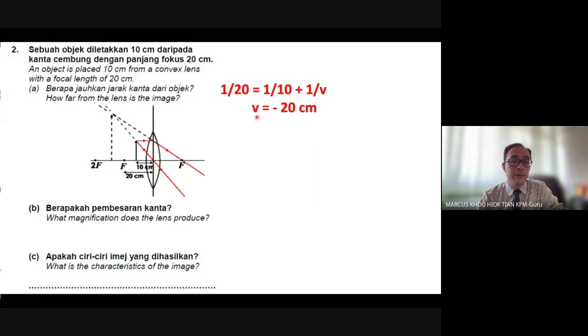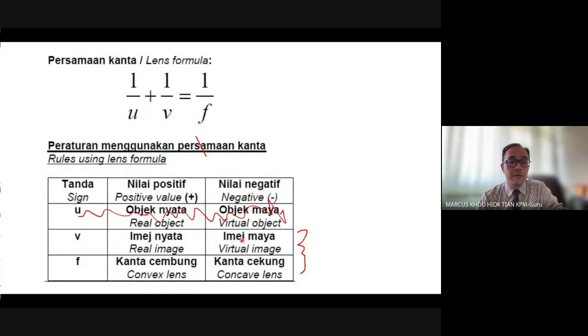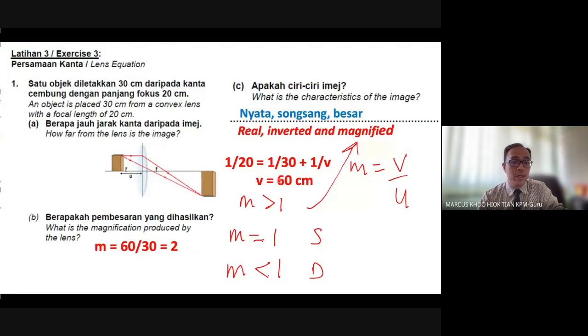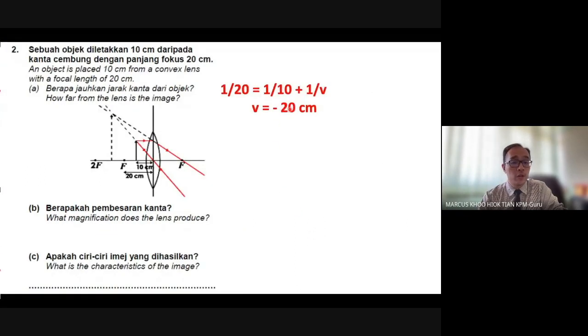Okay, and as I said before, what happens if the v is a negative number? If the v is a negative number, your image is virtual. Okay, so that's why this value is important. In this case, just now, the v is positive, so you know that it's real. But in this case, the image is virtual.